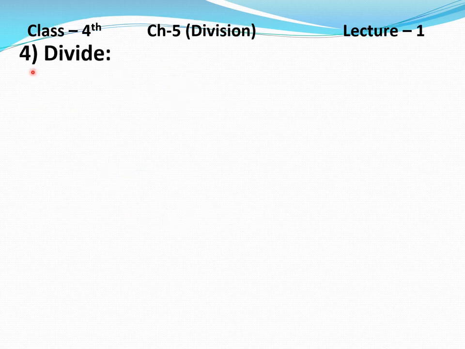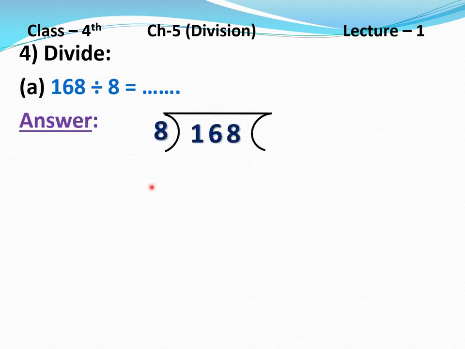Now question number 4. Divide. A part. 168 divided by 8 equals dash. We have to divide 168 by 8. So write down the answer. Make the sign first of all. Write down 8 on the left side and 168 in between. Now see, 8 is a divisor and 168 is a dividend.